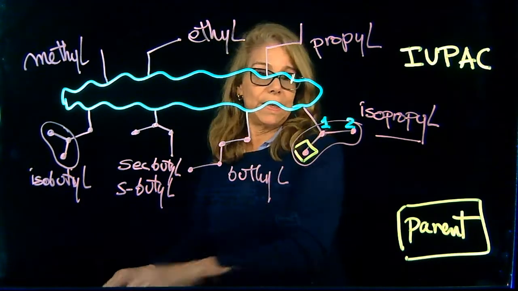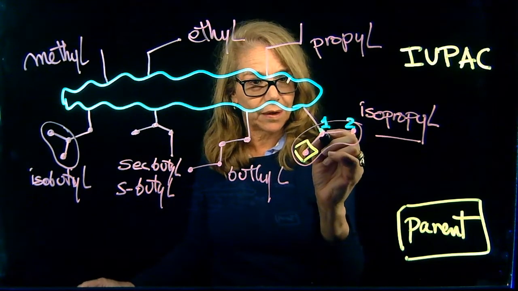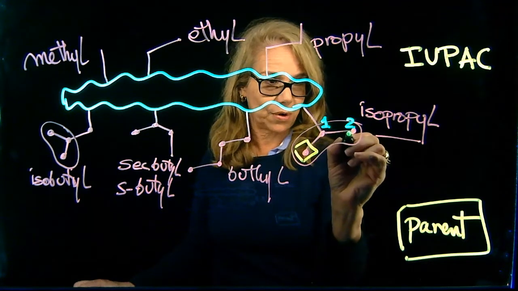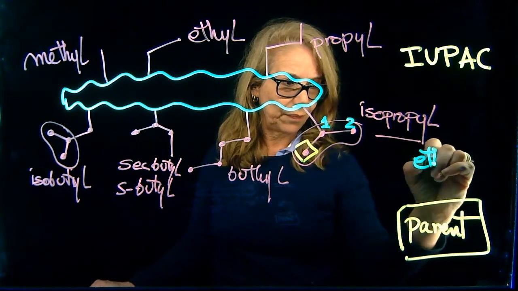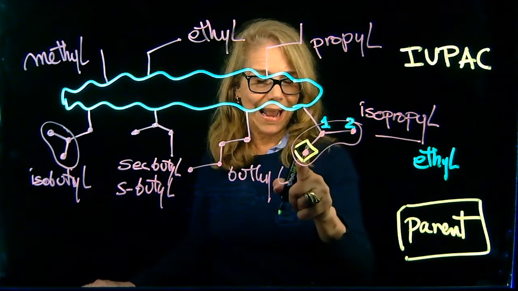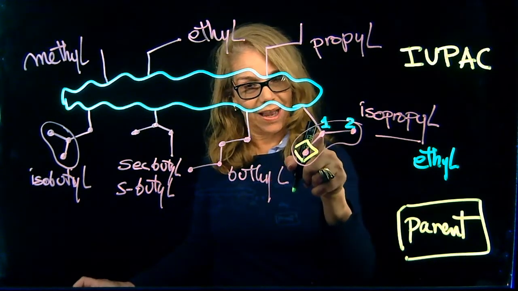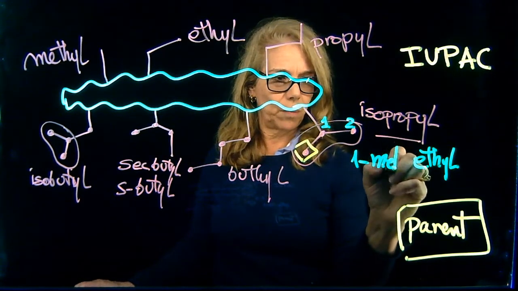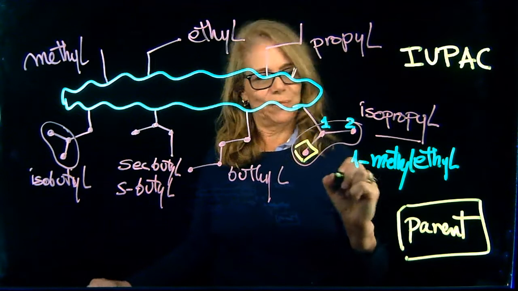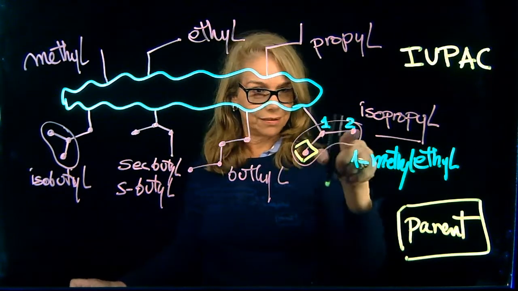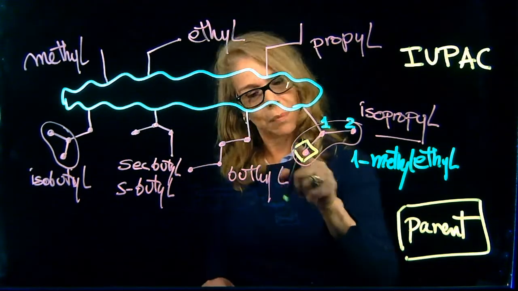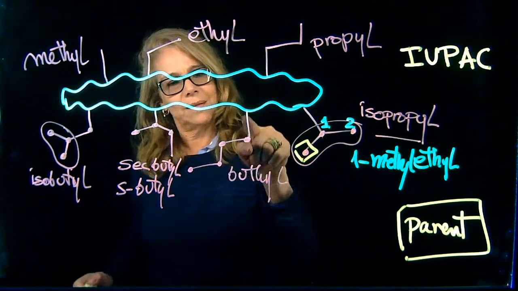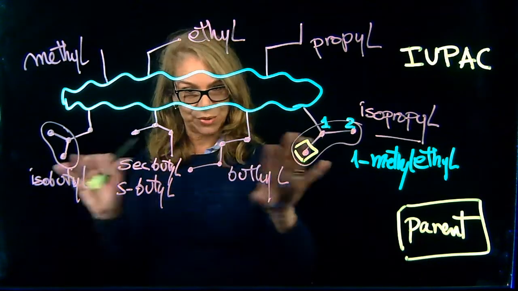Again, for the isopropyl, we see this is carbon one directly attached to the parent chain. Because it has two carbons, it is an ethyl. But it has a methyl substituent attached to carbon one. So this is 1-methylethyl. So the ethyl, these two in the box, is my substituent. Now let's move on to this one. This one, we said, doesn't have any branching, so it's just butyl.